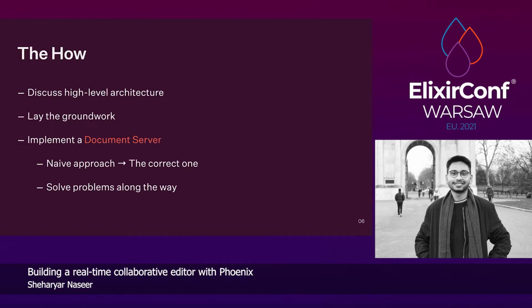We'll do this by first discussing what a high-level architecture would look like. Then we'll jump right into the code, implementing a bare-bones structure needed to support the document server we'll later implement. This server will be responsible for managing and updating a document's contents. And we'll do this in multiple iterations, solving each problem we encounter until we have a seamless collaborative experience. I'll show some code, but don't worry, I'll put a link to it at the end. Fair warning, this is going to be a pretty demo-heavy talk, and I'll be switching between the slides and the app quite often.